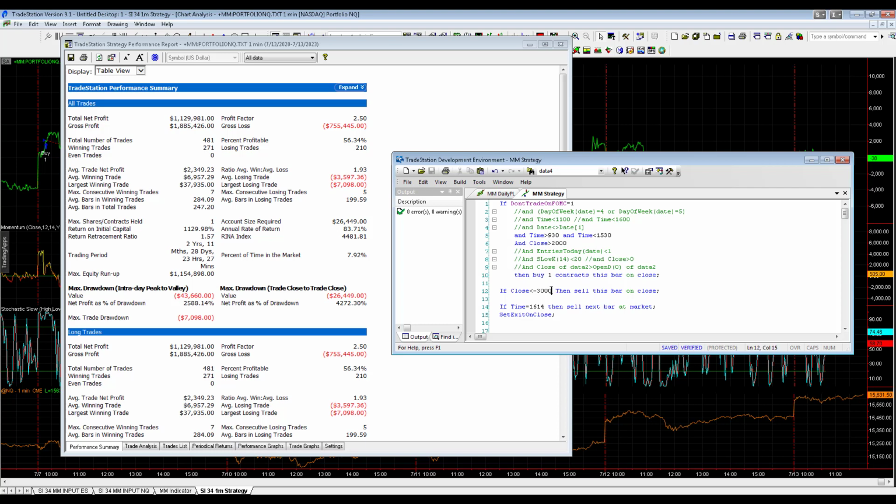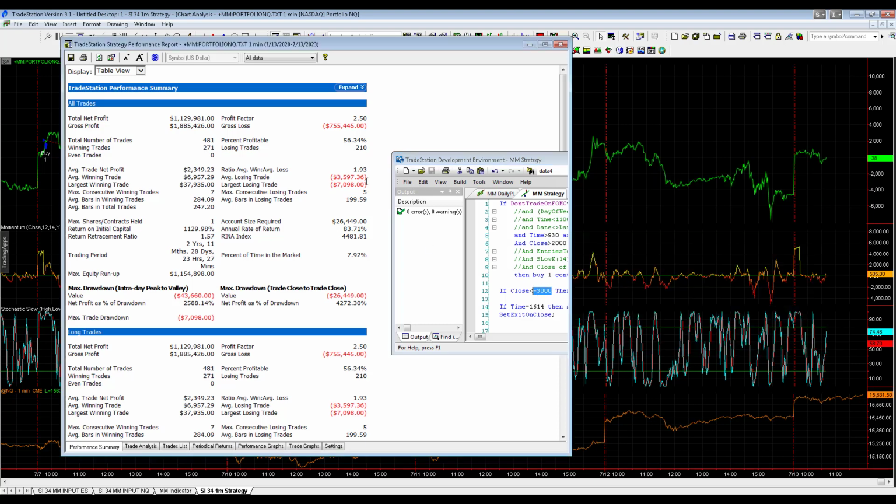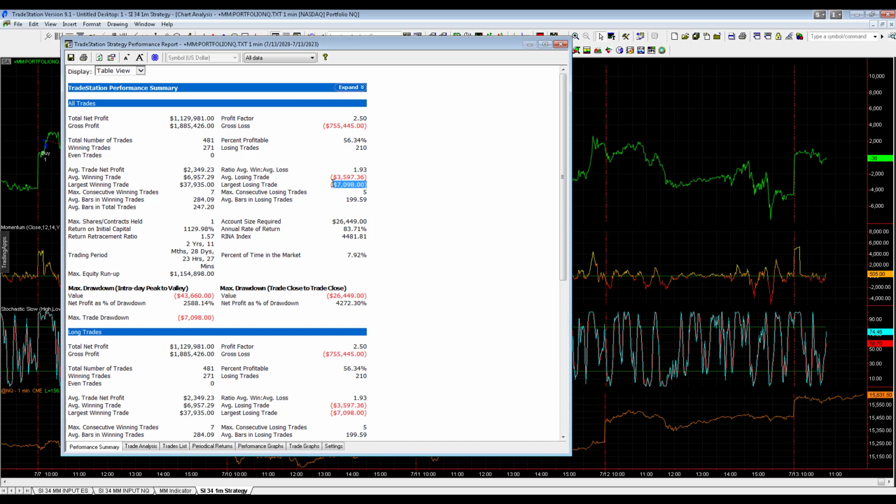And then if it goes down to below minus 3,000 on a 1 minute basis, you can see the largest losing trade is about 7,100. Keep in mind, these bars are only updated on a 1 minute basis, and it'll be very hard to do this on a tick by tick basis. There's not enough resources. It would crash the computer.